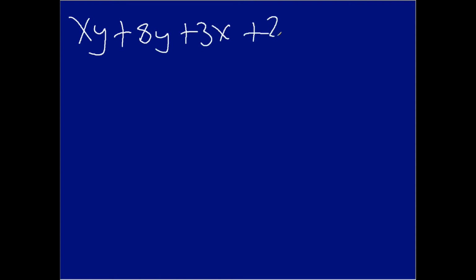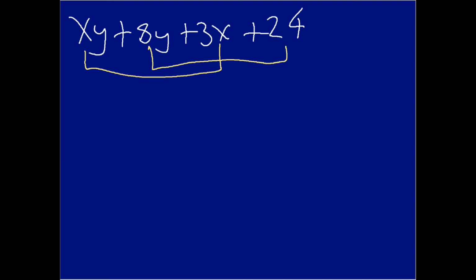All right, so for our next example, we have the following: xy plus 8y plus 3x plus 24. So what am I going to do this time? Well, this is what I'm going to do. I'm going to combine my 3x and my xy. I'm going to group those, and I'm going to group my 8y and my 24.